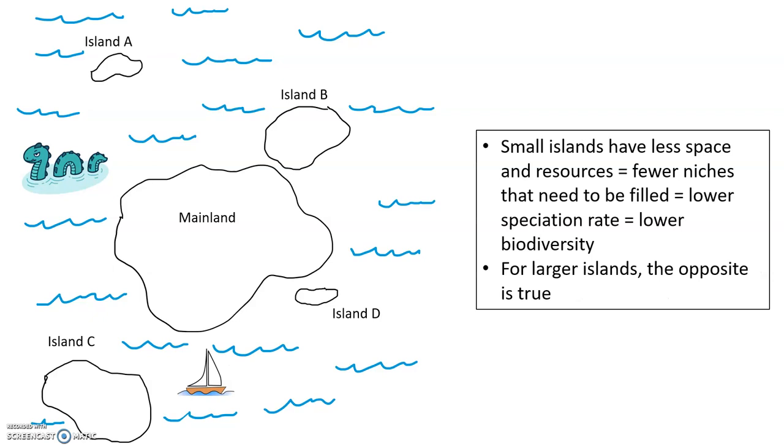Small islands have less space and resources. There are fewer niches that need to be filled, so there's a lower speciation rate and lower biodiversity. Just because an organism makes it to an island doesn't mean that it's going to have the right set of conditions for that organism to survive. So just making it there doesn't necessarily make it live. A larger island would have more resources.